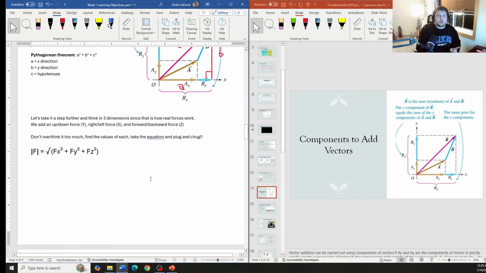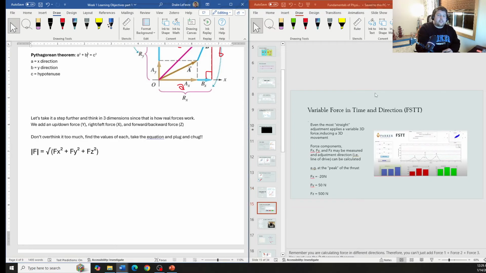Now, I mentioned earlier, we actually have 3 planes, right? So we're going to get a little bit more complex. And continuing to add into that, we have a 3rd plane. That's the z plane. So z is forwards and backwards. X is left and right. Y is up and down.